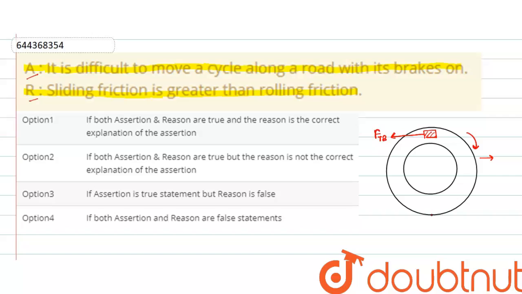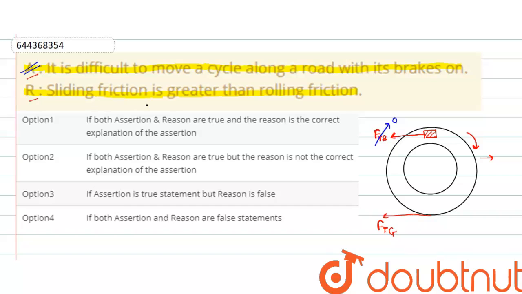Also friends, the friction due to the ground will be acting in backward direction, and that is equals to F in tire due to ground. So friends, here we can clearly see that if brakes are in off condition, so FTB tends to be 0, and hence the bicycle is easy to be moved. So friends, the assertion is the true one, that is, it is difficult to move a cycle along a road with its brake on, as the net force that is stopping the bicycle is more in this case.